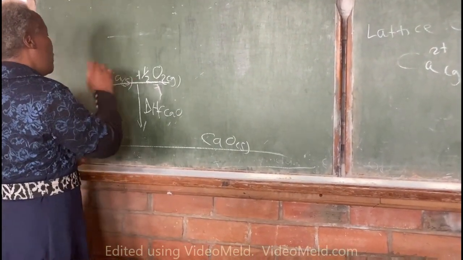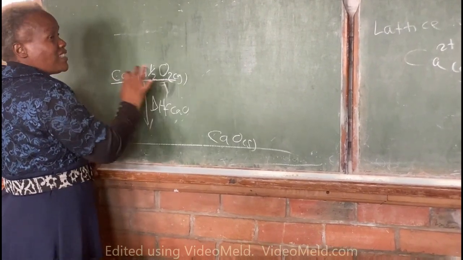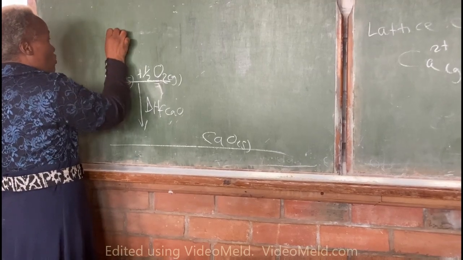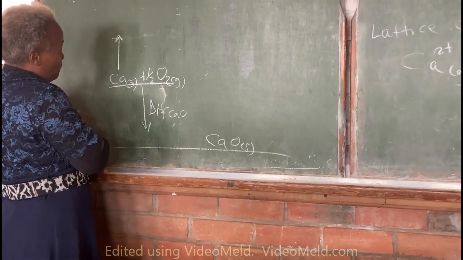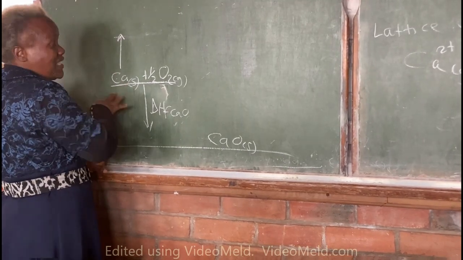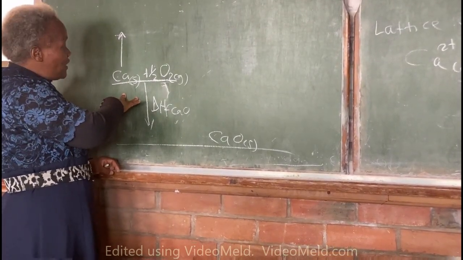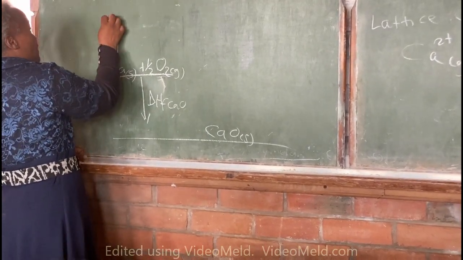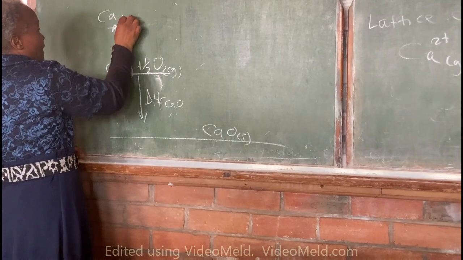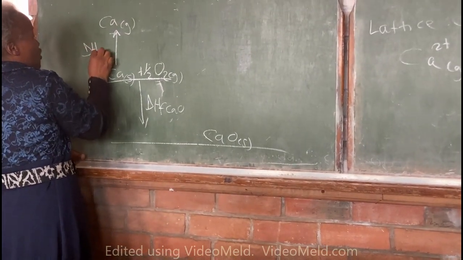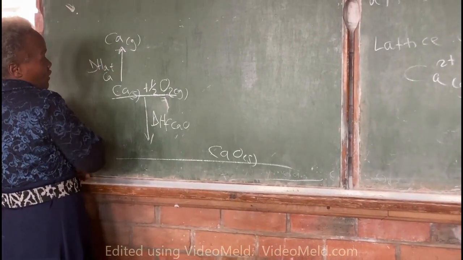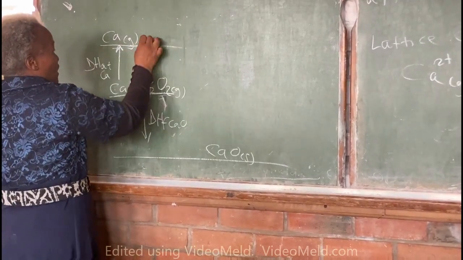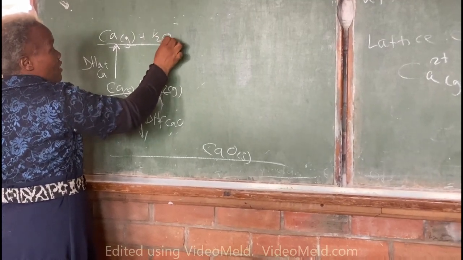Then the next process: the solid and the gas don't combine directly. So first we must atomize the solid. We must put in energy to break the metallic bonds so that the atoms exist as free atoms in the gaseous state. And so this is delta H atomization of calcium. So if you supply this amount of energy, this is what you get. And we've not done anything yet.